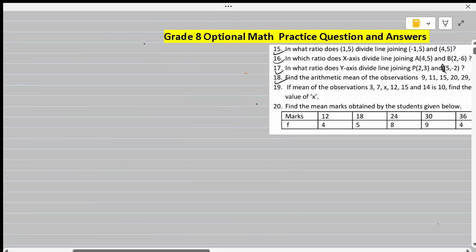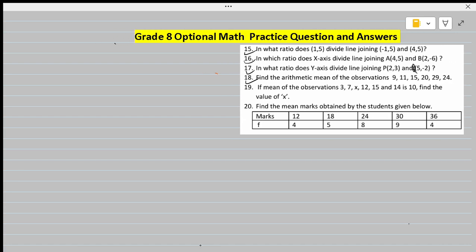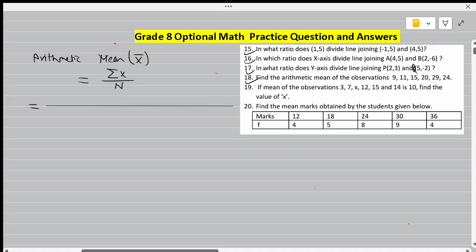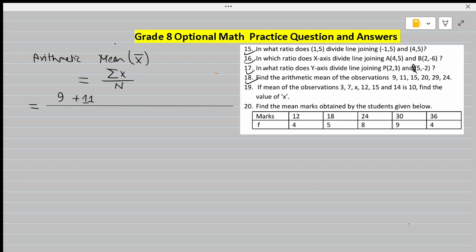Okay, number 18 now. In number 18, what is said is, find the arithmetic mean of the observations. So we are asked to find the arithmetic mean. The arithmetic mean x bar is given as the summation of x divided by the number of observations n. Summation x is the sum of all the observations, so we get all the observations added. Be very careful; we shouldn't miss any values.